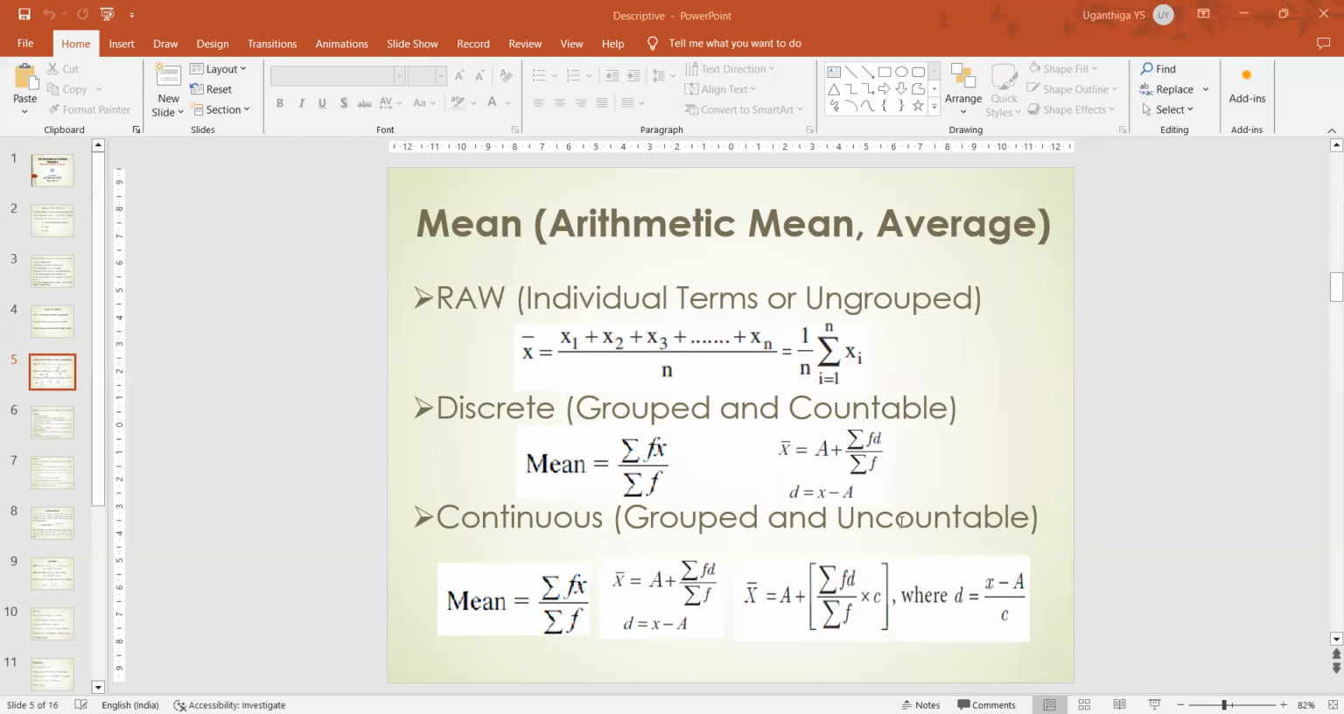Then mean, or arithmetic mean, or average. Here the formula for raw data, discrete, and continuous is given. In this arithmetic mean, we can use the discrete series formula for continuous series also. Direct method and assumed mean method are listed for discrete series, and for continuous series, direct method, assumed mean method, and step deviation method are mentioned in this slide. All three formulas can be used for continuous series.